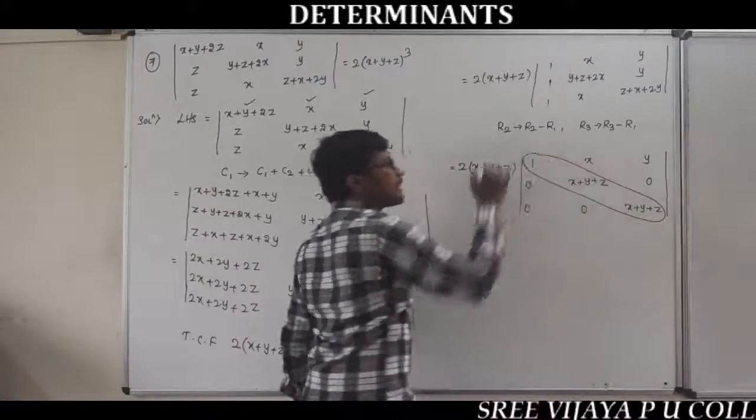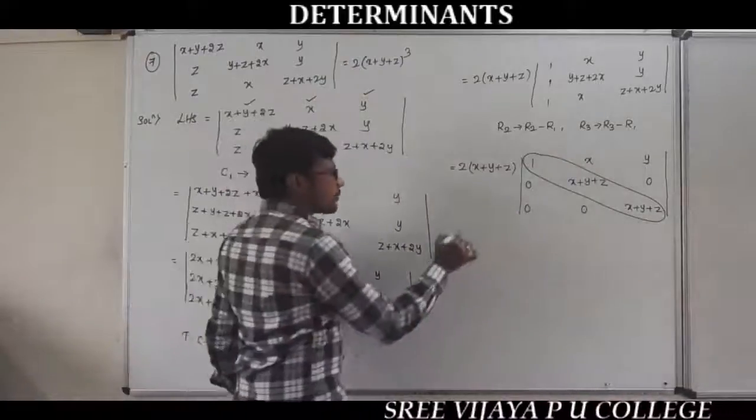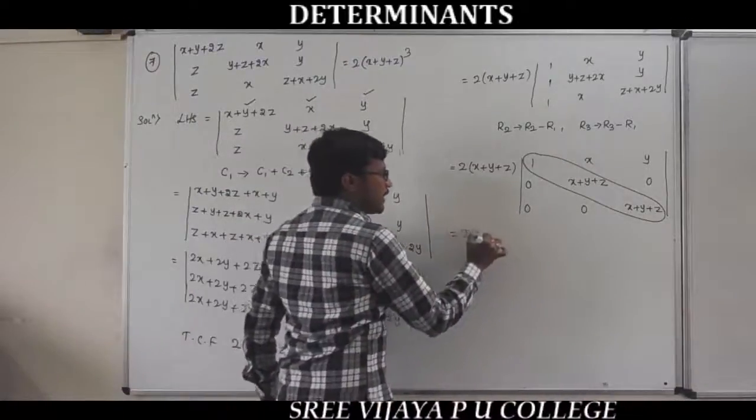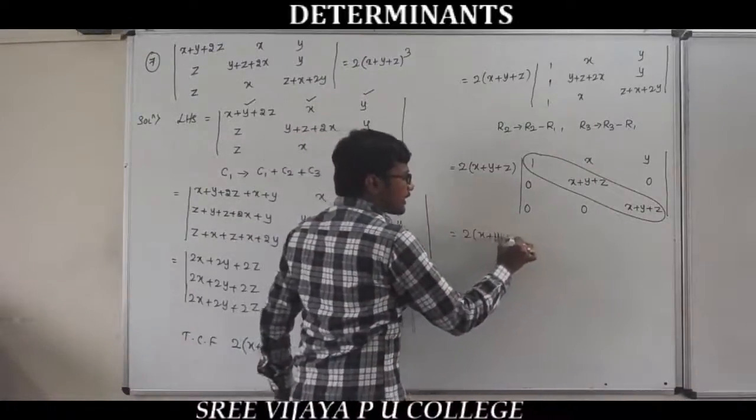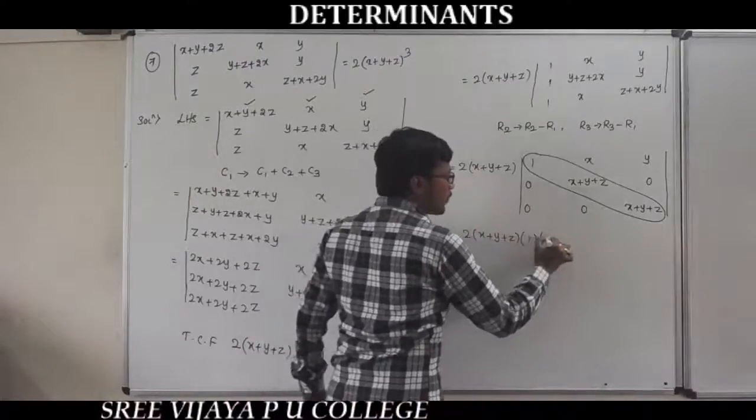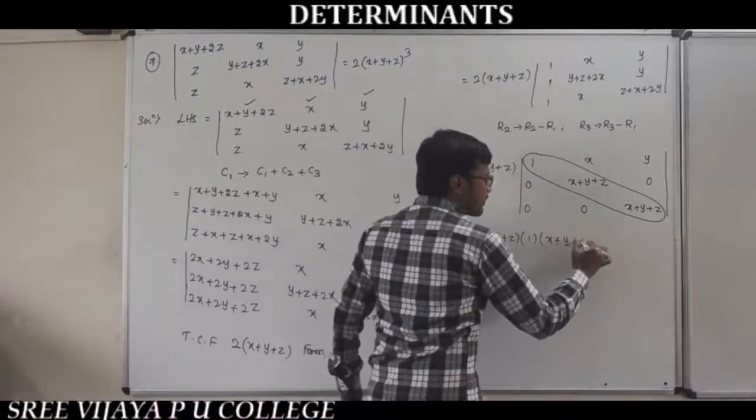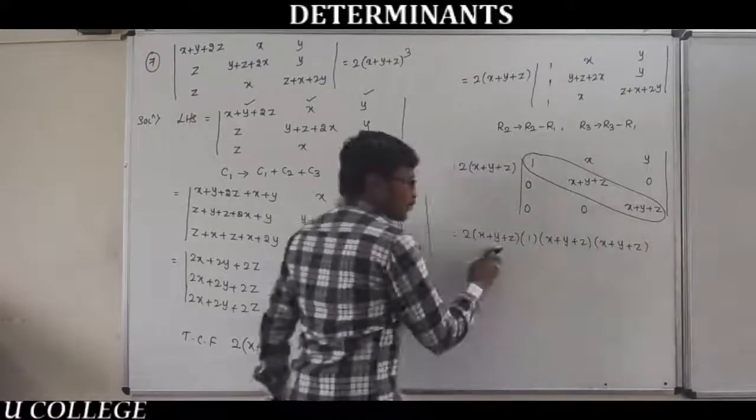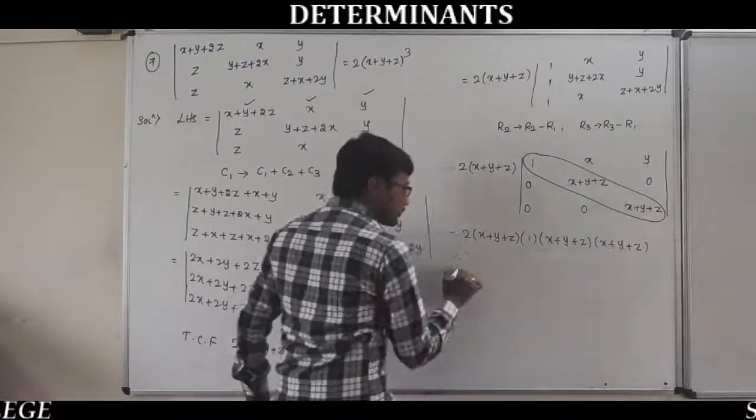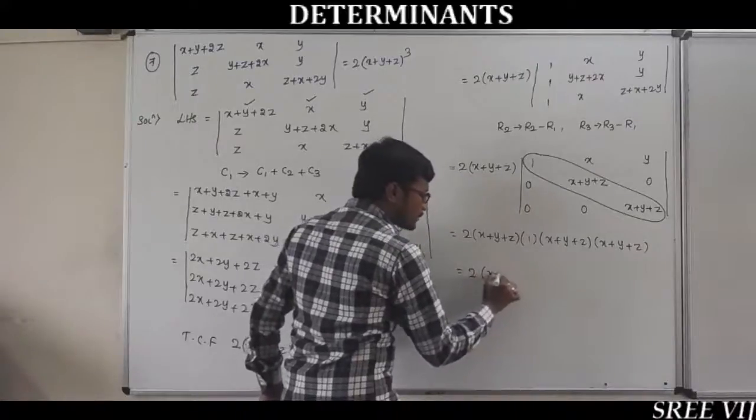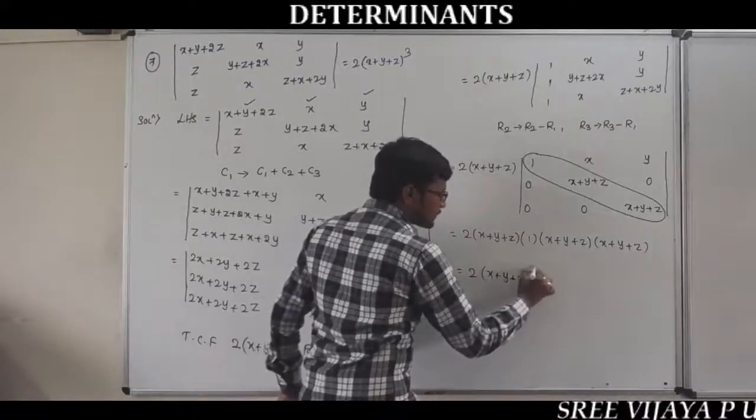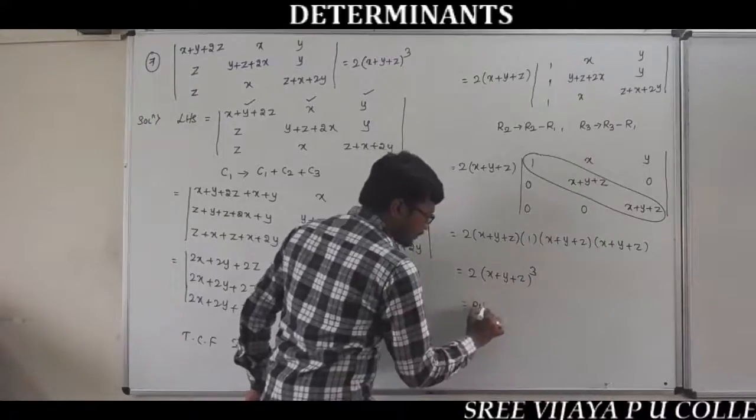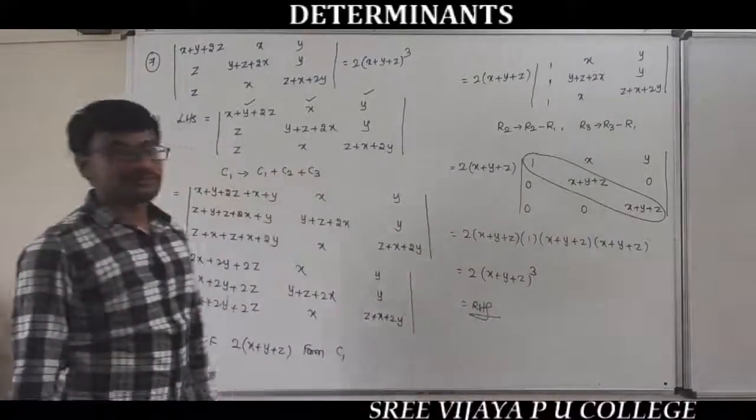So below the principal diagonal, all elements are zero. We can multiply the principal diagonal elements. So 2 into (x plus y plus z) into 1 into (x plus y plus z) into again (x plus y plus z). So 1 time, 2 times, 3 times, so it should be the whole cube, right? So 2 times (x plus y plus z) whole cube. So that should be the RHS.